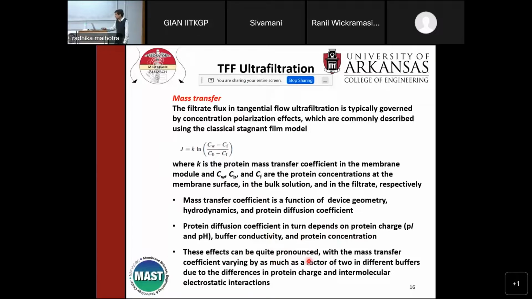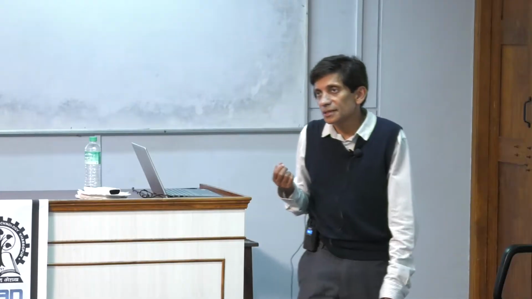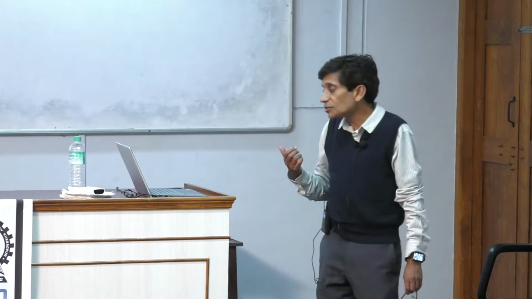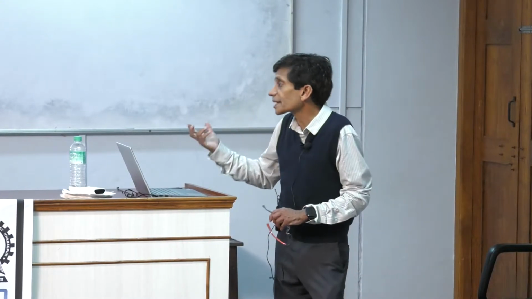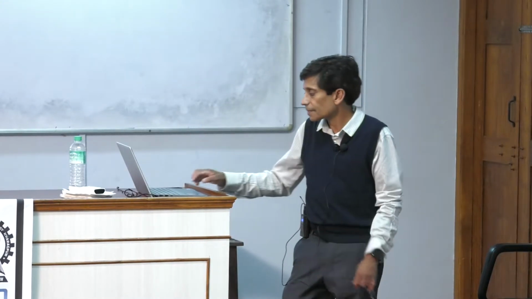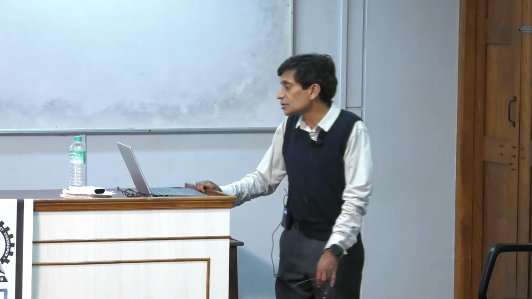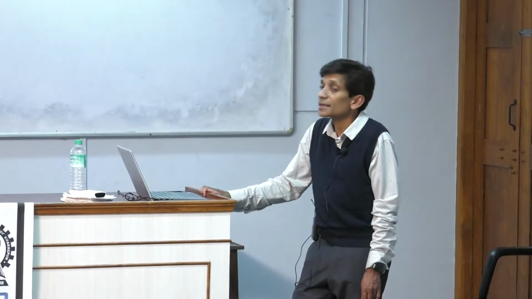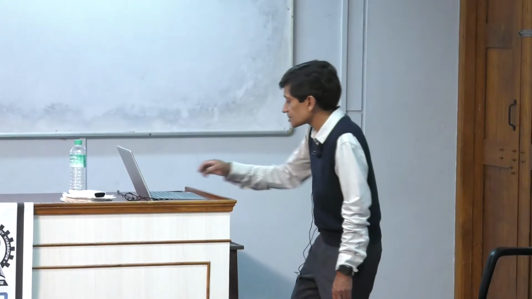These effects can be quite pronounced, with the mass transfer coefficient varying by as much as a factor of 2 in different buffers due to differences in protein charge and intermolecular electrostatic interactions. So that is why in the biotech industry, choice of buffer is very important. The buffer can lead to protein precipitation if you have the wrong sort of buffer, but it is also very important for trying to maximize mass transfer. Okay? The diffusion coefficient is also proportional to absolute temperature and inversely proportional to viscosity, and viscosity is a strong function of temperature. Oops, I'm sorry.